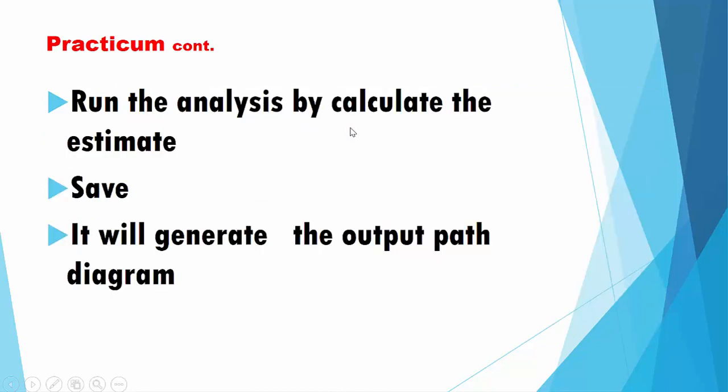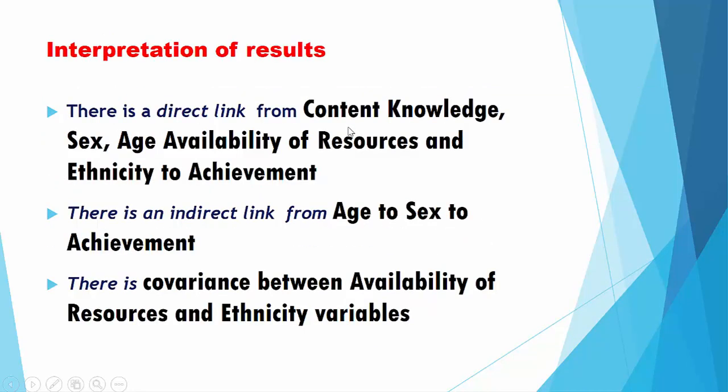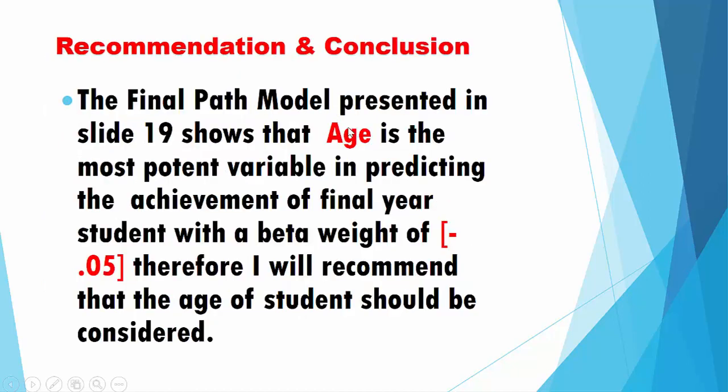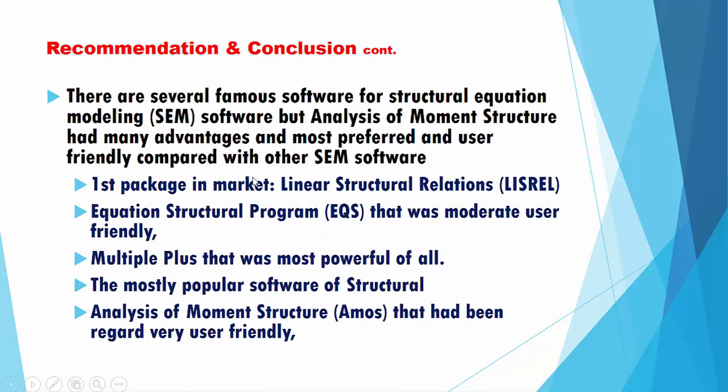My recommendation and conclusion on slide 23. The final path model presented in slide 19 showed that age is the most potent variable in predicting the achievement of final year students, with a beta weight of -0.5. Therefore, I will recommend that the age of students should be considered because from the study, it has the lowest beta weight.